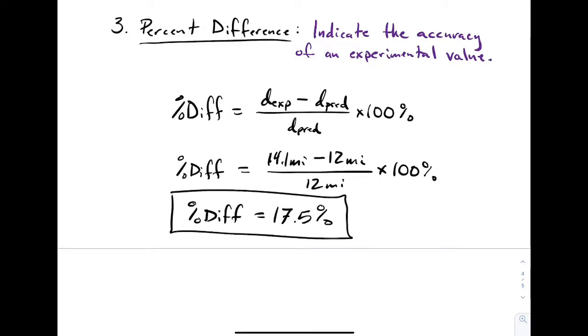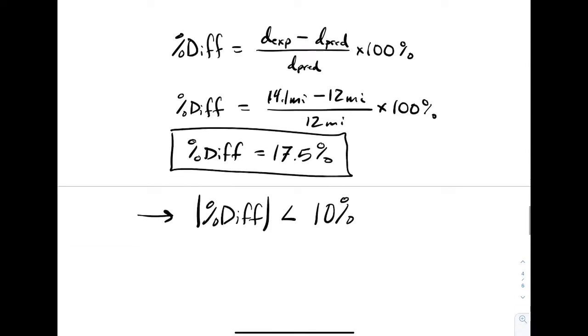And we'll note that if the percent difference, the absolute value of it, is less than 10%, then we would say that the experiment was accurate. Then we can claim accuracy. So in this experiment, we weren't accurate. That's okay.